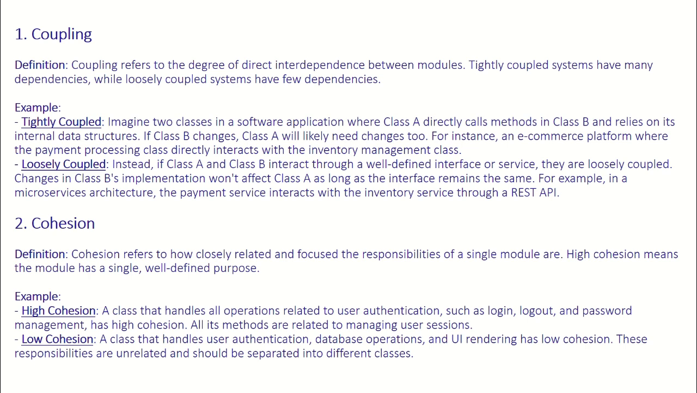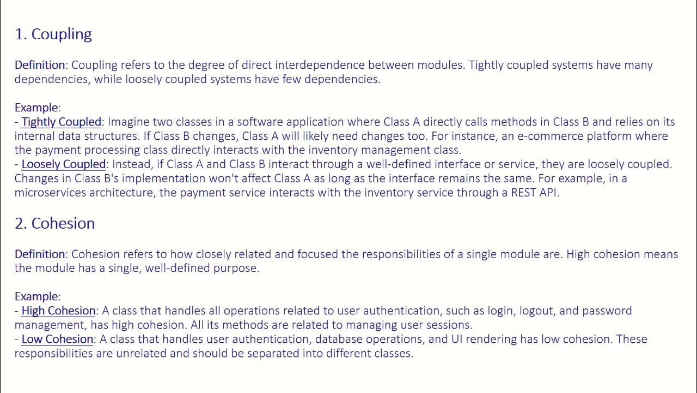Loosely coupled. Instead, if class A and class B interact through a well-defined interface or service, they are loosely coupled. Changes in class B's implementation won't affect class A as long as the interface remains the same. For example, in a microservices architecture, the payment service interacts with the inventory service through a REST API.